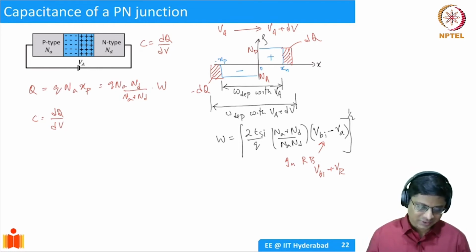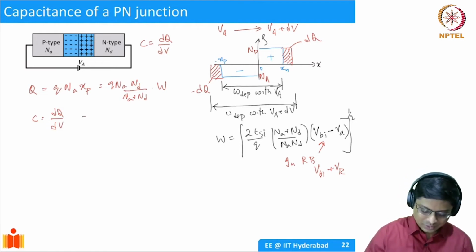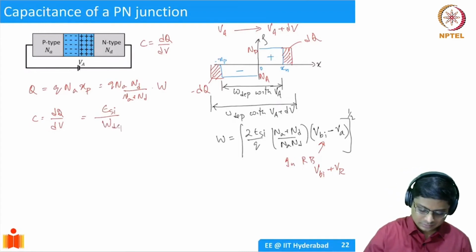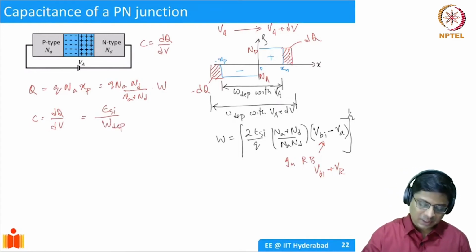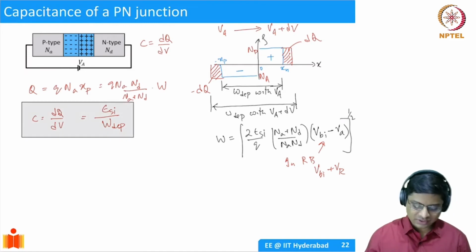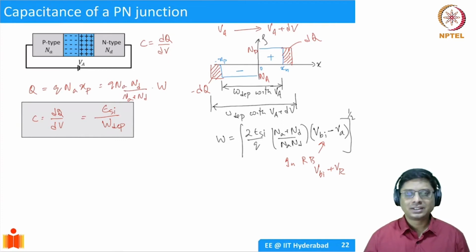Okay. If you do all that, the answer is going to be epsilon silicon divided by depletion width. The total capacitance of a PN junction is simply the dielectric permittivity divided by the depletion width. Okay.